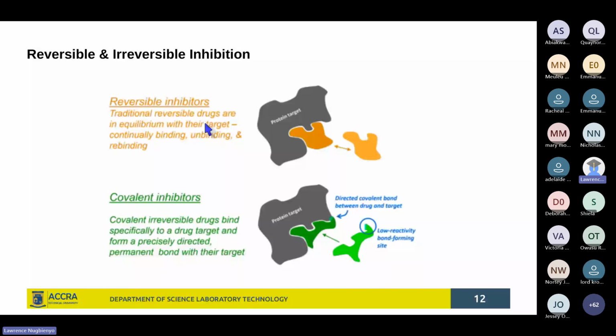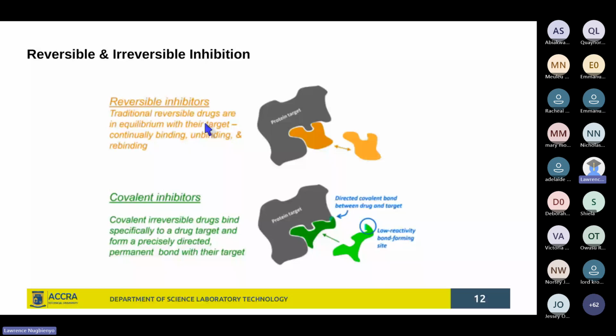They bind, so the drug, the medication will bind to an enzyme, but it's not going to be permanent. It can get unbound after its activity. And there's always this sort of an equilibrium between the bound protein, that is the bound enzyme with the substrate, the bound protein with the inhibitor, and the unbound. You always have that.